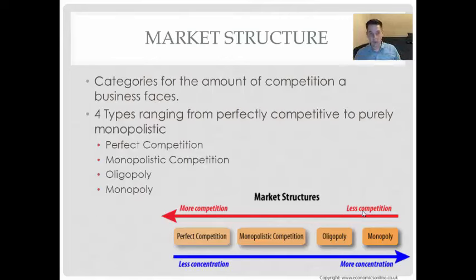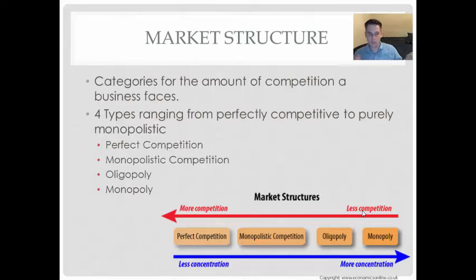Talking about market structure. Again, a market is the place where buyers and sellers voluntarily interact, a voluntary exchange. Market structure is talking about categories for the amount of competition that businesses face, and there's kind of a spectrum. There's a lot of different types of markets that can exist from country to country, from location to location.